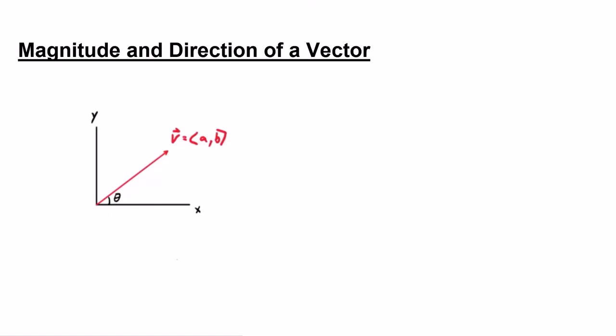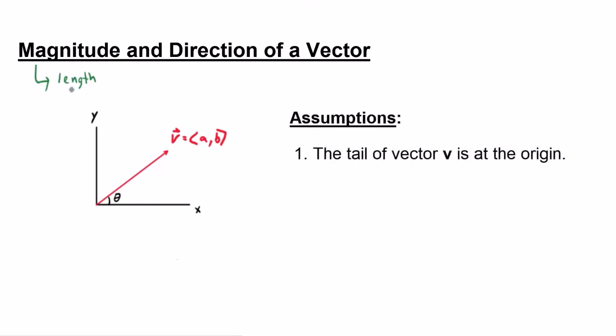So each vector has a magnitude. Okay, what's magnitude? Length. When you see magnitude, think length. So we want to talk about the magnitude and direction of the vector. Okay, so the standard assumptions, the tail of the vector is at (0, 0).